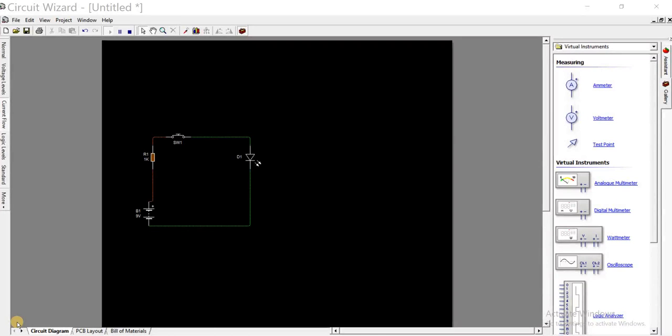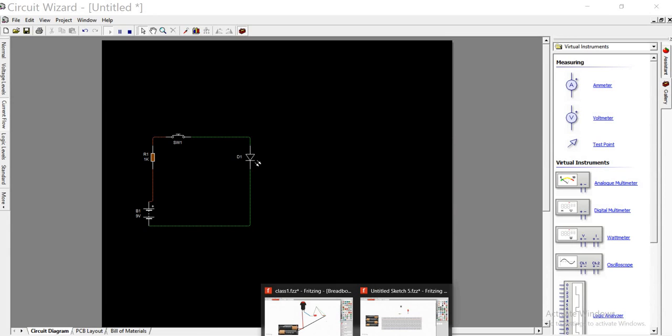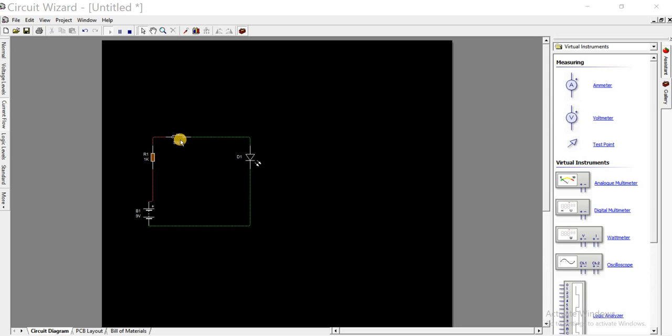Welcome guys. I think we should stop using Friendly for now and focus on Circuit Wizard and the PDF we're using. Before we move on, I would like to show you how to use an ammeter to measure current.